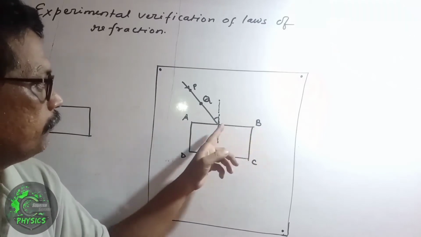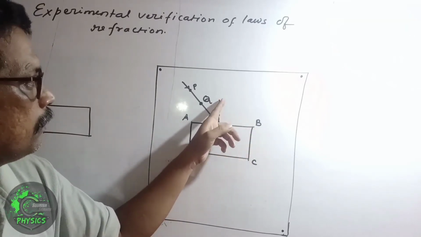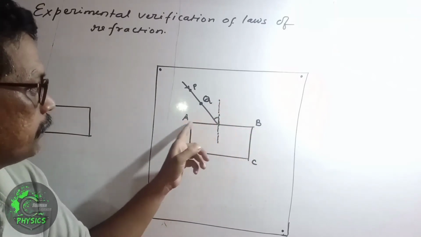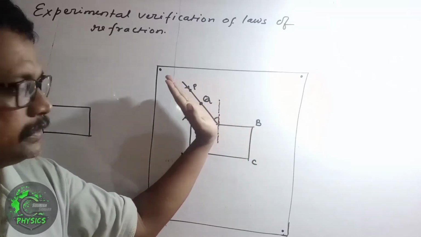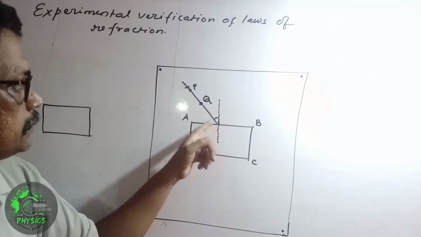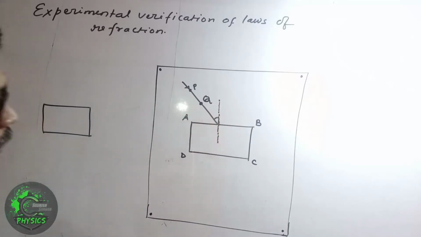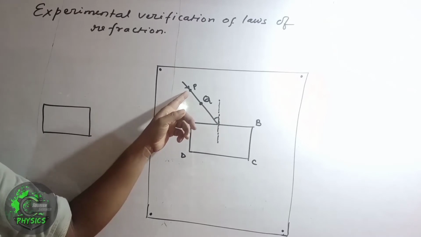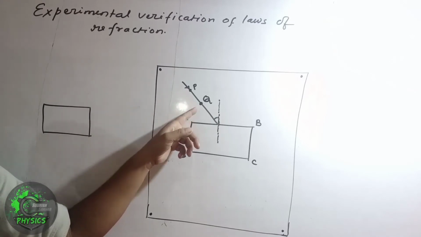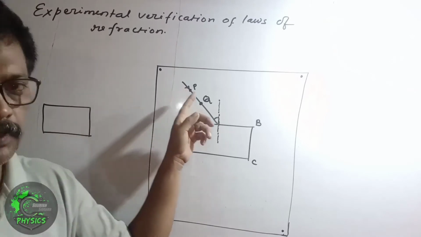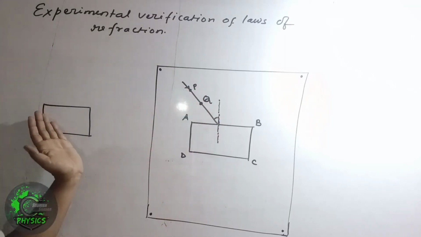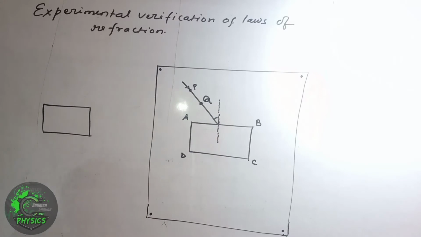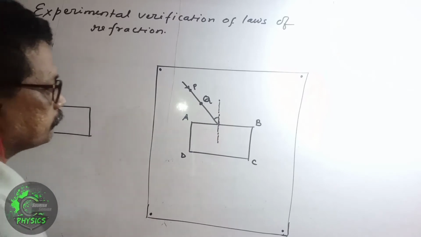Nearly at the middle of AB you draw a line which is perpendicular to AB and draw one incident ray. Let this be the incident ray at any particular angle of incidence. Now at 2 points fix two pins P and Q. Now again you keep the glass block in its place.